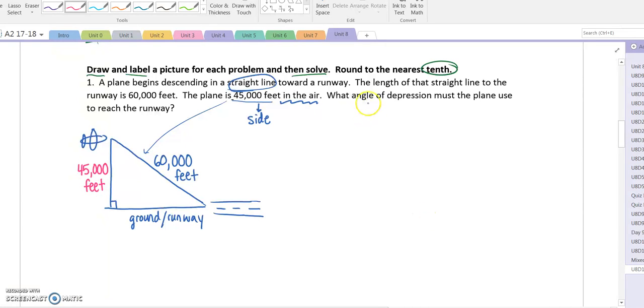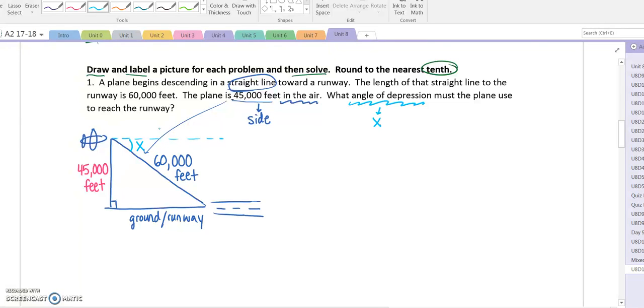And then the question is, what angle of depression must the plane use to reach the runway? All right, now angle of depression, remember we talked about it up above. Technically that's going to be, if I were to have a side here, this angle. I'll call it x. But that angle does us no good because it's not even in the triangle that we drew.